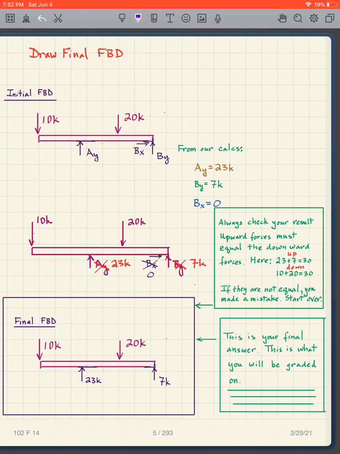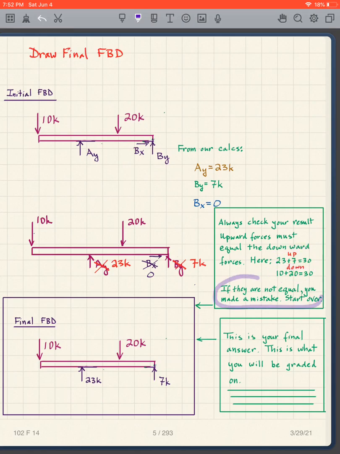And then we want to check our result. How do I check my result? Well, the upward forces must be equal to the downward forces. So if I look at this, what do I have? I have 7 plus 23, that's 30 going up. And I have 10 and 20, that's 30 going down. So up equals down. That's my check, and that's why we use the moment equation twice.